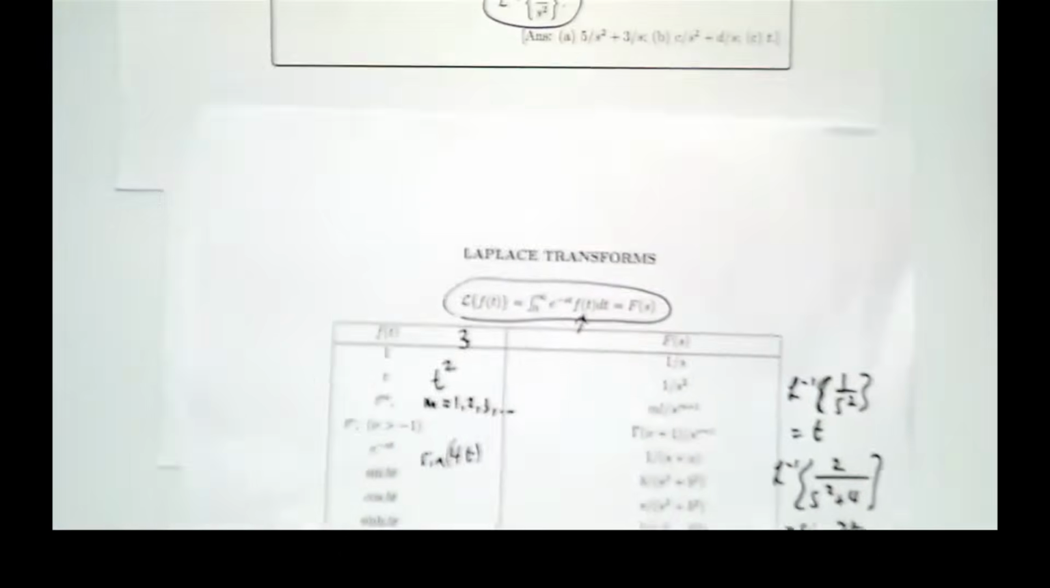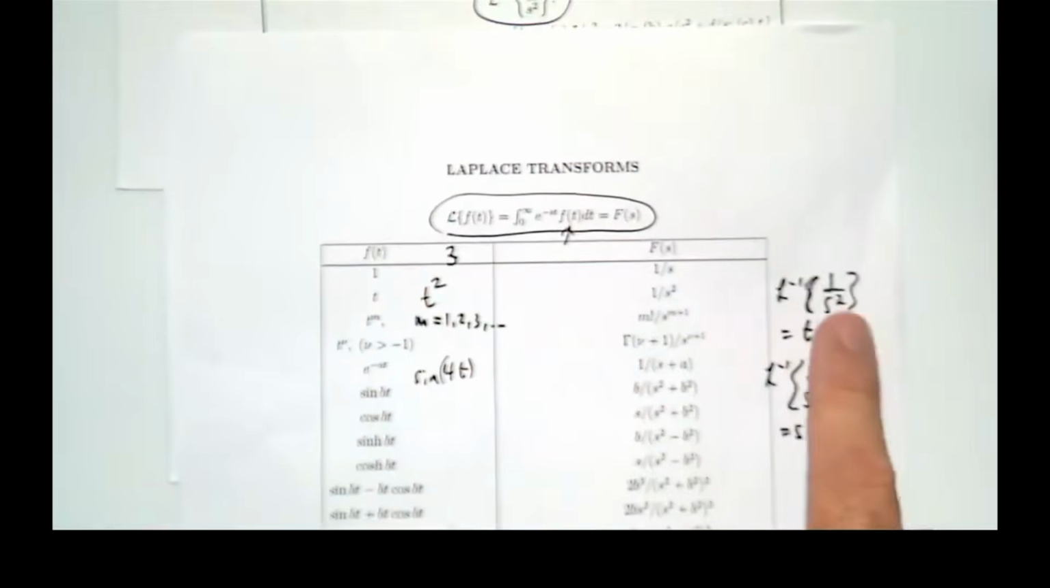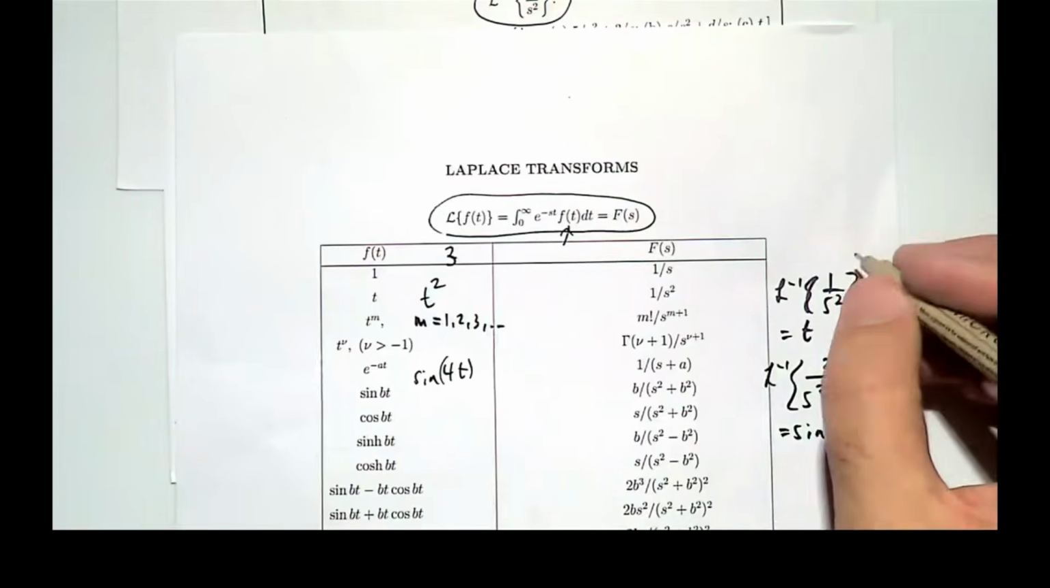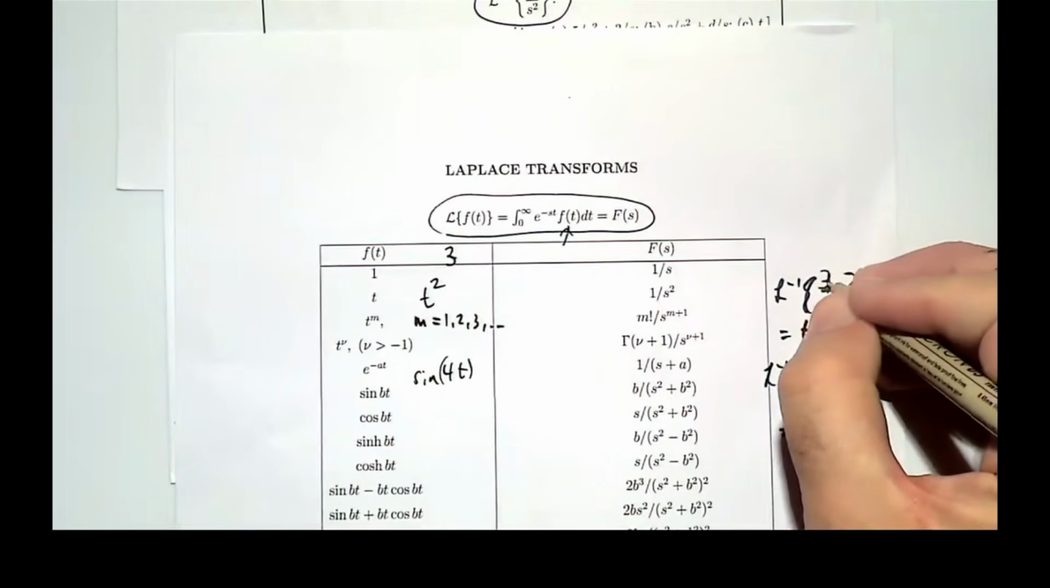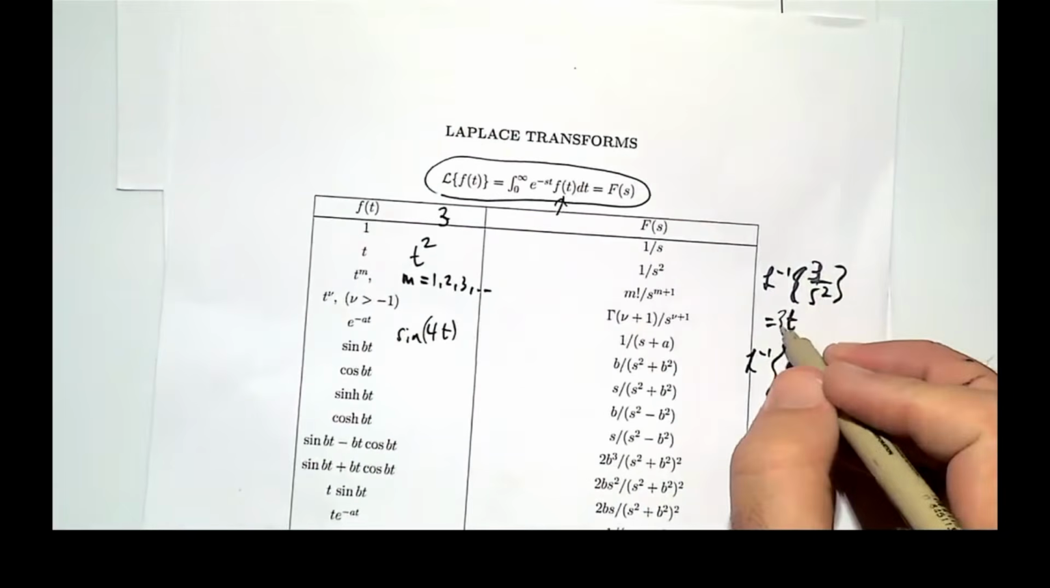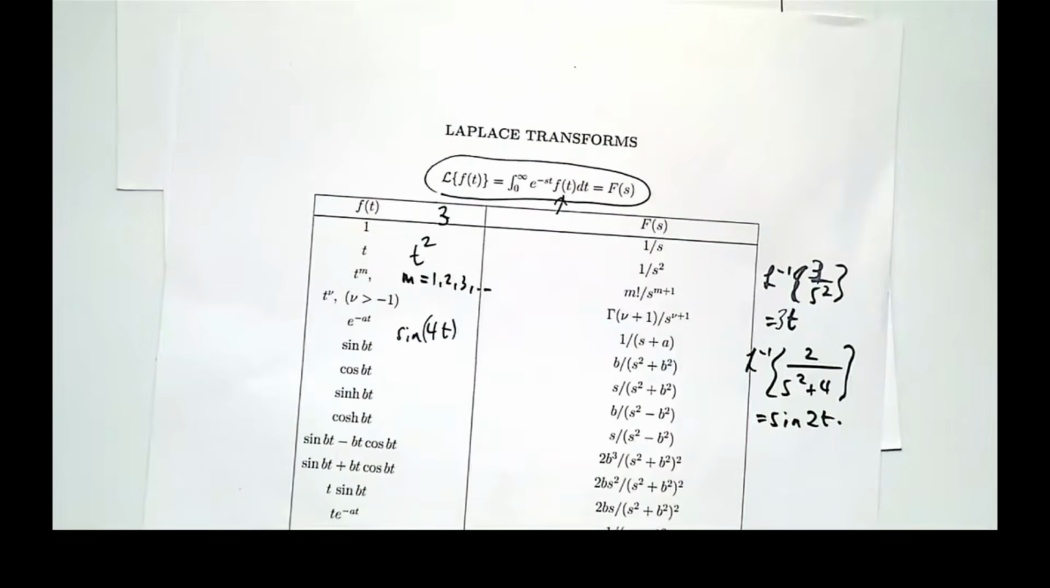What about... Oh, we just did this one. Okay, t. Okay, what about if we had something like this? 3. Okay, 3 would be just 3t. Okay? Questions? Not super difficult, right? You just need to get into the groove of using a table.